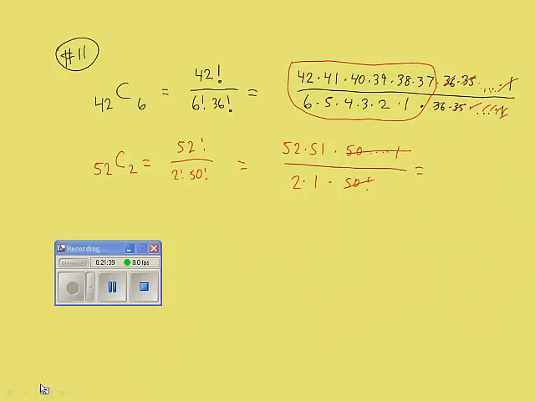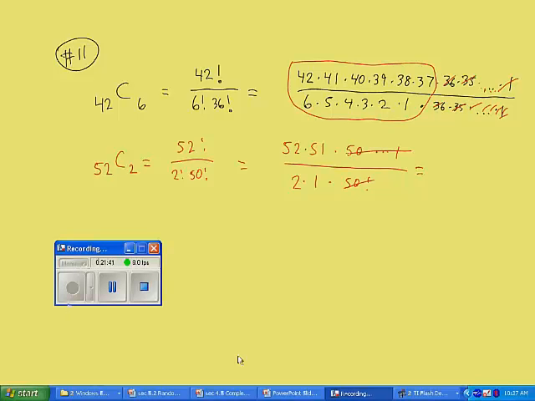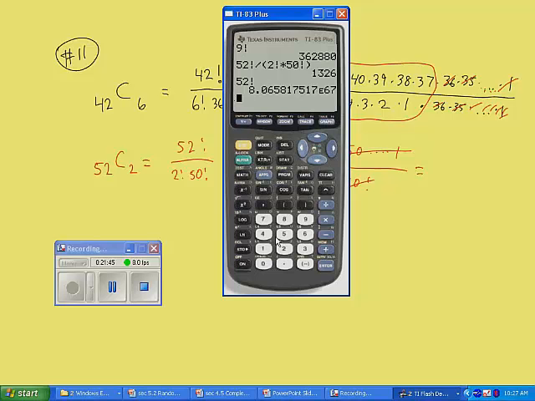Let me try that just for fun. You get the same answer? 52 times 51 divided by 2 is 1326.